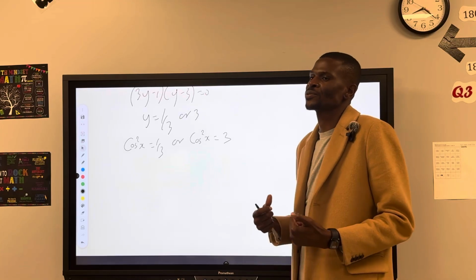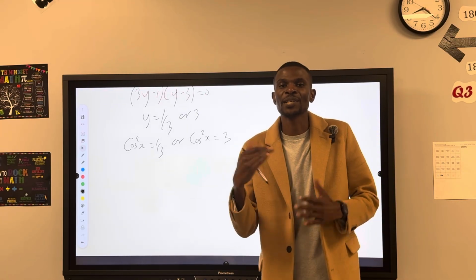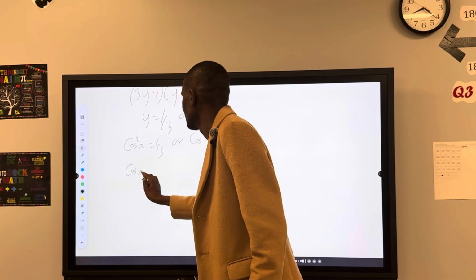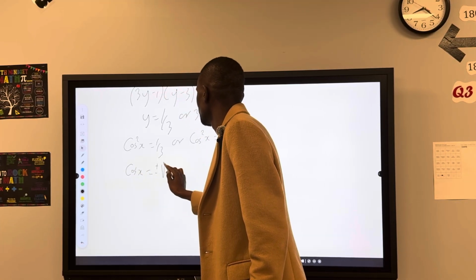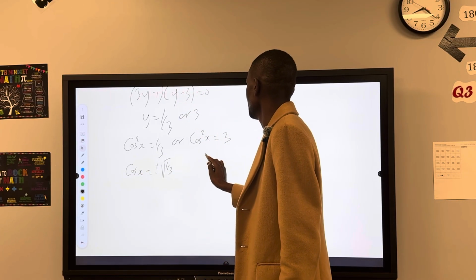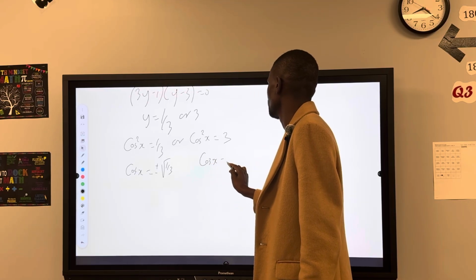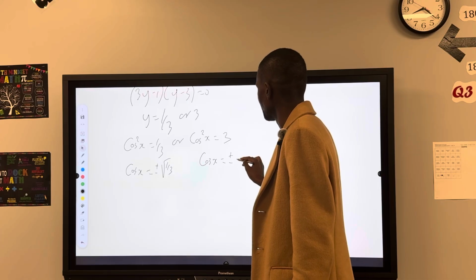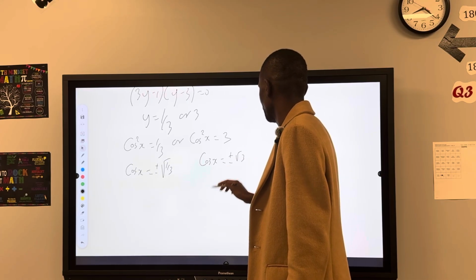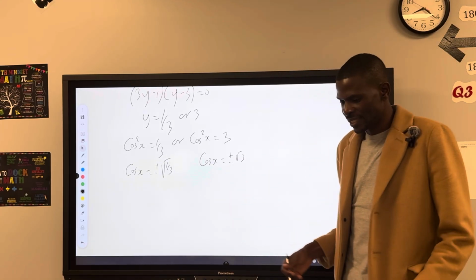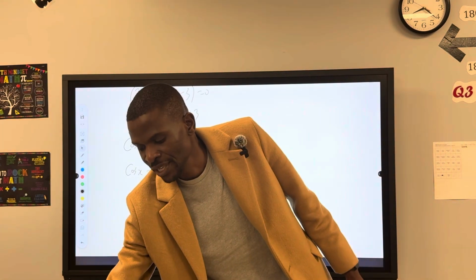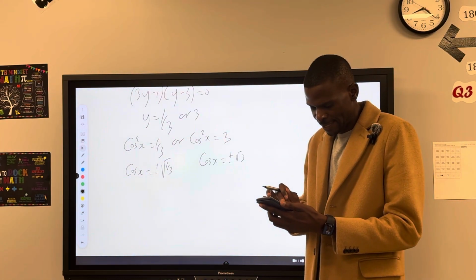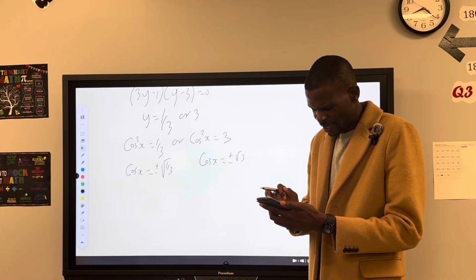So every time you take square roots for trigs, try to do plus or minus, right? So it's going to be cos x is equal to plus or minus square root of a third. Then here, cos x is going to be plus or minus square root of 3, right? But as you can see, for square root of 3, this should be out of range. Let's see. Square root of 3 here.